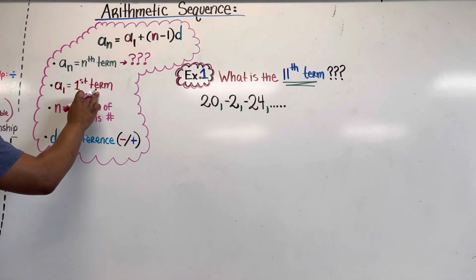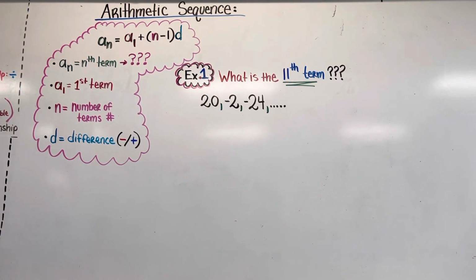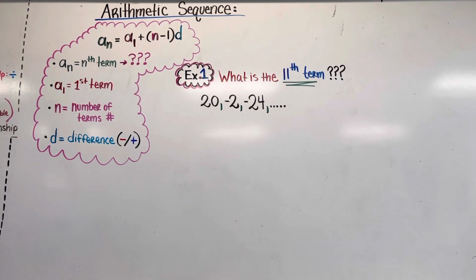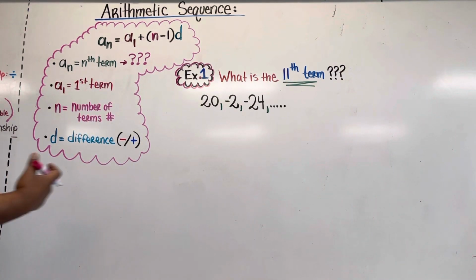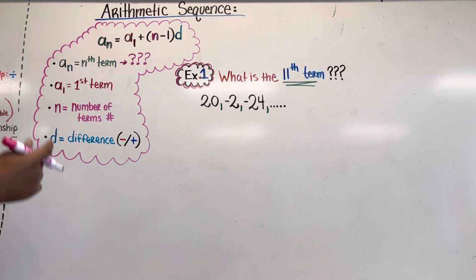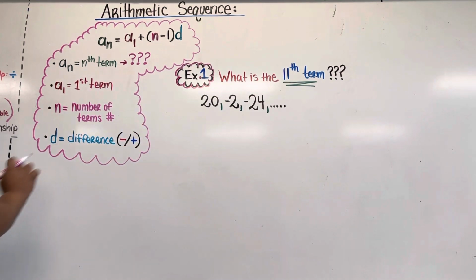a_1 is the first term within the pattern that is given. n represents the number of terms. And d represents the difference between each term. So for example, if we had a pattern of 2, 4, 6, 8, the difference will be plus 2 because you're adding 2 each time. So the difference is the consistent difference between each term, because they'll have the same difference.